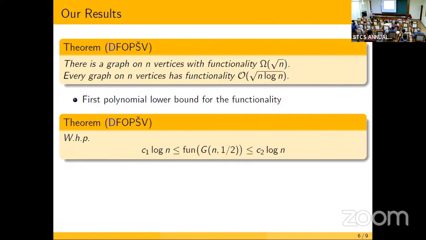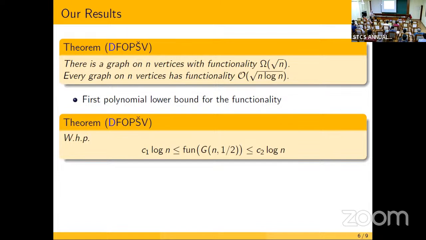And another result is that a random graph has functionality asymptotically log n. So as you will see, most graphs have small, logarithmic functionality, and the example of a graph with high functionality is very structured. The example that gives you omega root n. What's the degree? It's around root n.